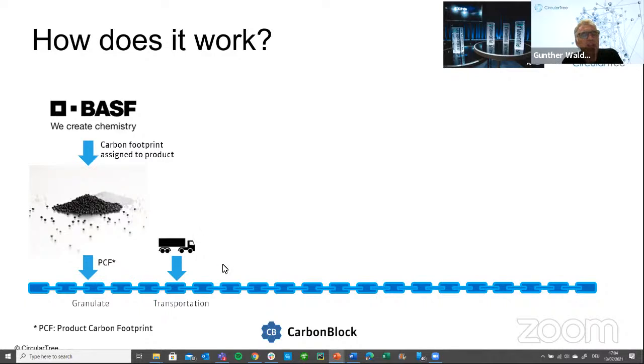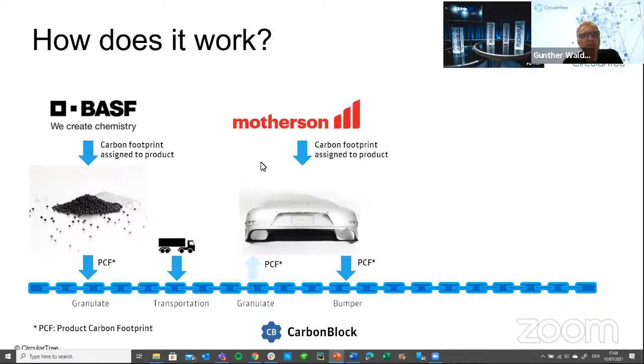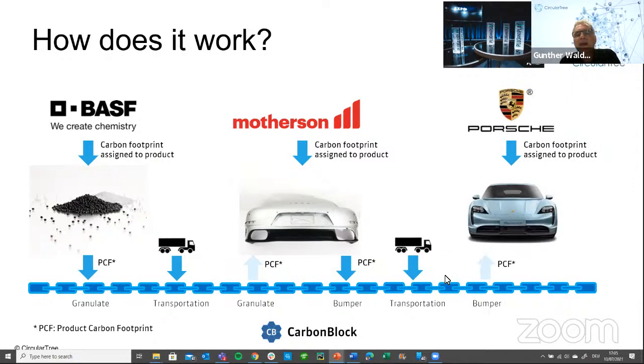Then we add the transportation, the carbon footprint of the transportation to the next supplier, which in this case was Motherson. Motherson reads the carbon footprint of the granulate. They add the carbon footprint it takes them to make one bumper out of the granulate. And then they write down the carbon footprint of the bumper into the Carbon Block system. Then we add the transportation from carrying the bumper from Motherson to Porsche.